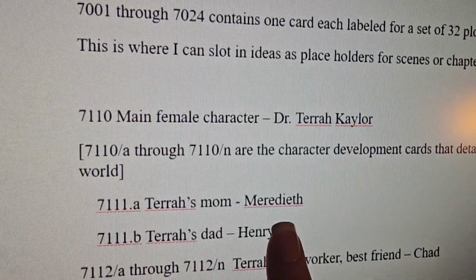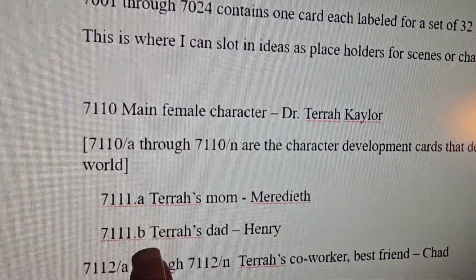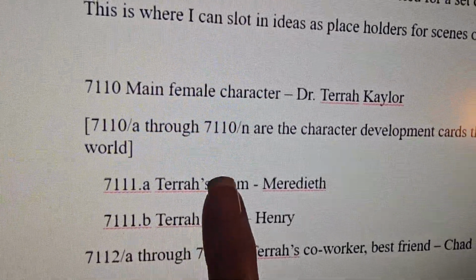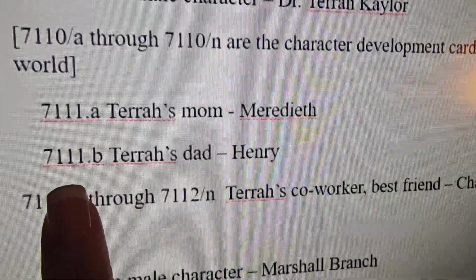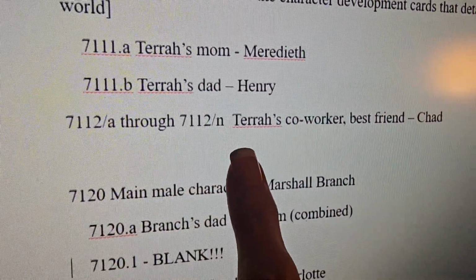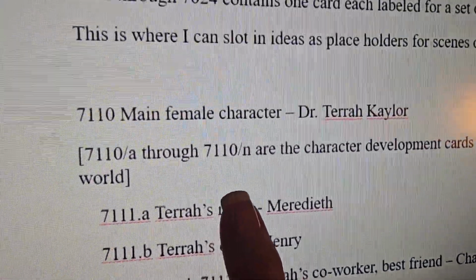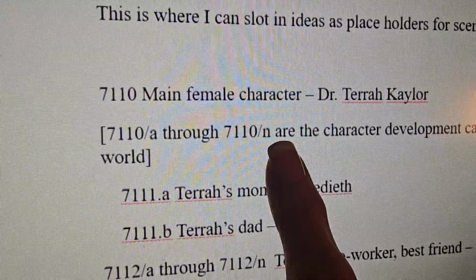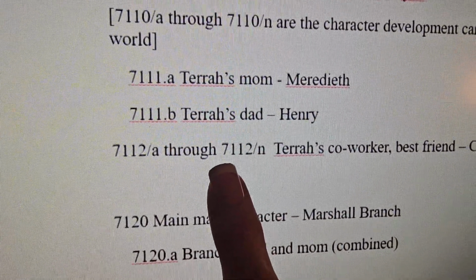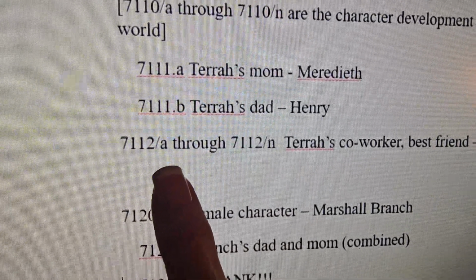7111.A is Tara's mom. Okay, so 7110 is Tara, 7111.A is her mom, and .B is her dad. So see how I just went to the next number under her and gave that to her parents. Then 7112A through N is Tara's best friend and coworker, Chad. In the same way that I built her A through N character development cards, I did the same thing for Chad. And since he's the next most important person in her life, I just gave him the next number under her parents, which is 7112.